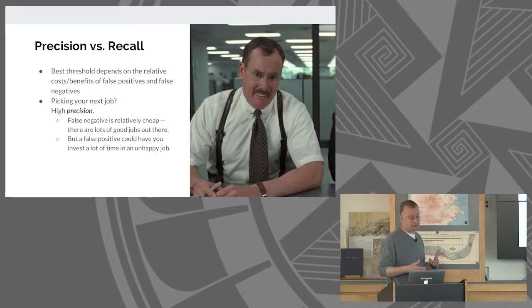On the other hand, if we're talking about picking your next job, in this case, I actually want high precision because a false negative is pretty cheap. There's a lot of good jobs out there. If I miss out on one good job, there's probably another one that I'm going to also like. But it's pretty costly for me to take a job at a place that I end up not liking. So here I want high precision.